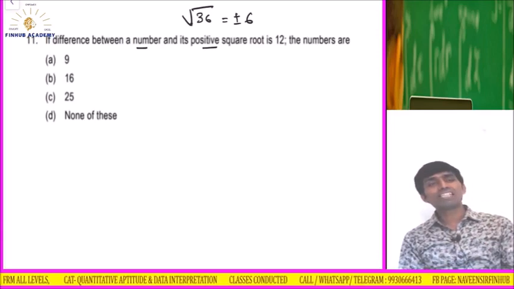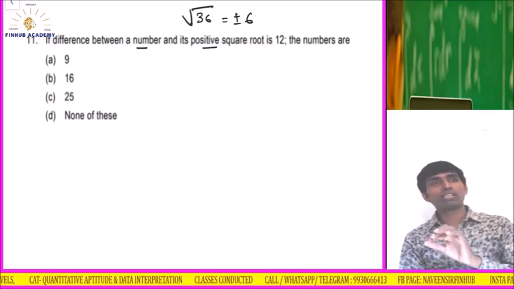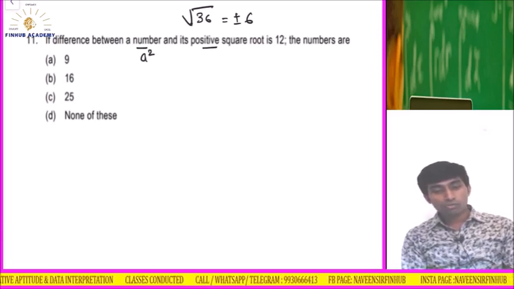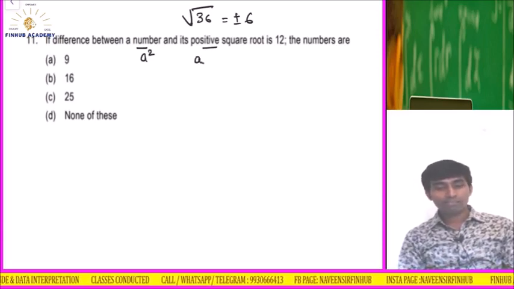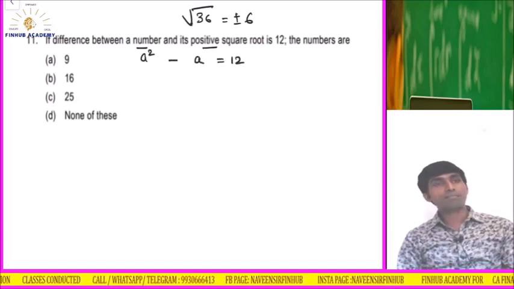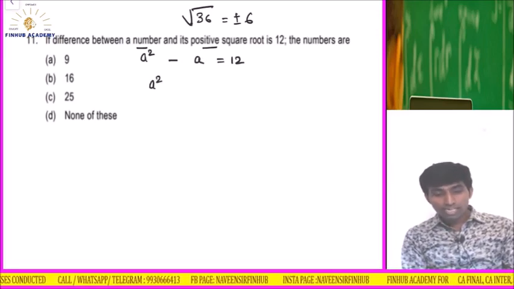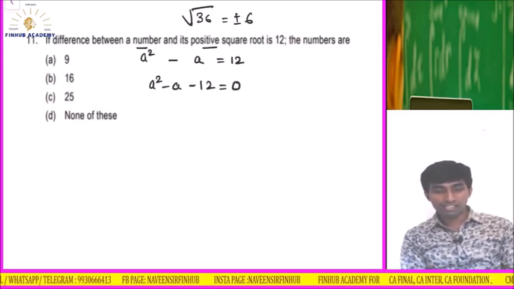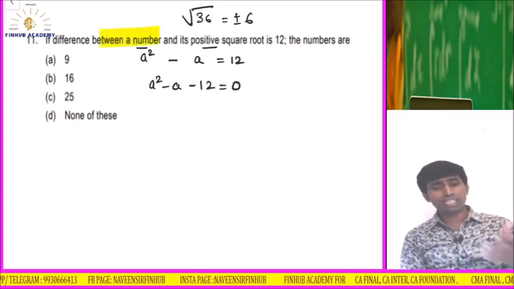Since they are talking about the square root, therefore let the number be, I will assume, a square. So the square root will be what? That is a. The difference between these two is how much? Is 12. Please understand. So a square minus a minus 12 is equals to 0. Understand this. Let the number be a square. You can take a also.